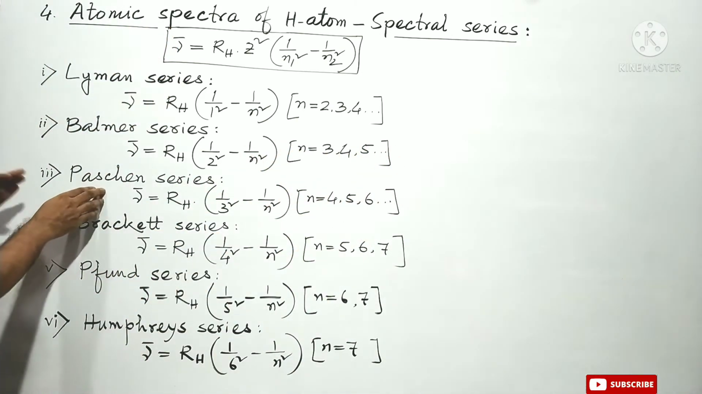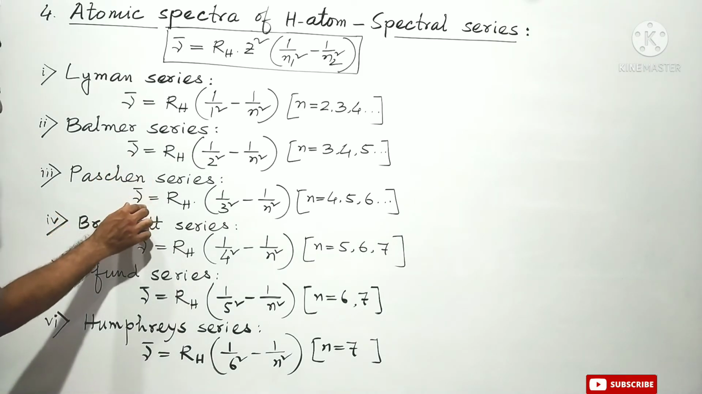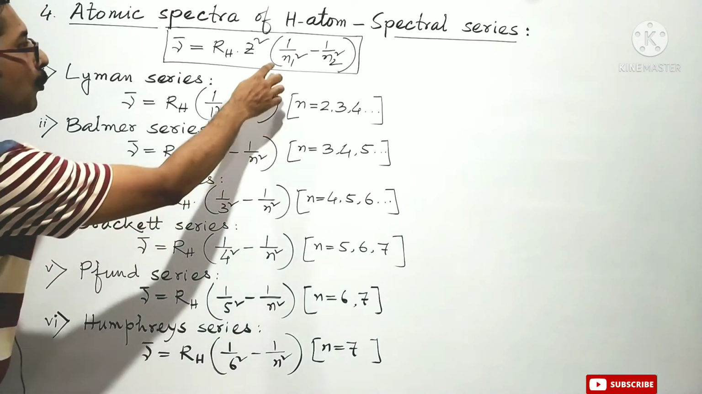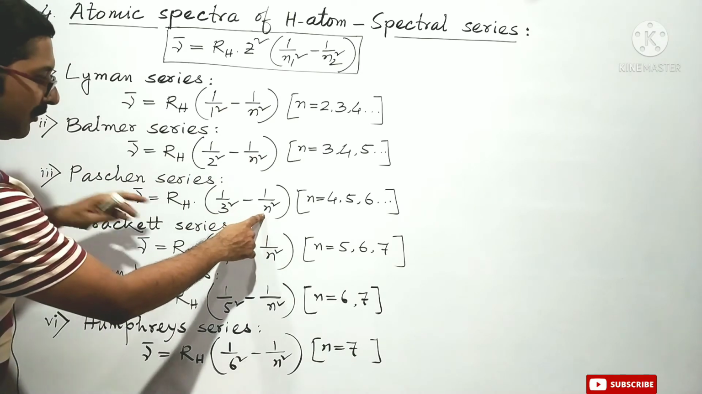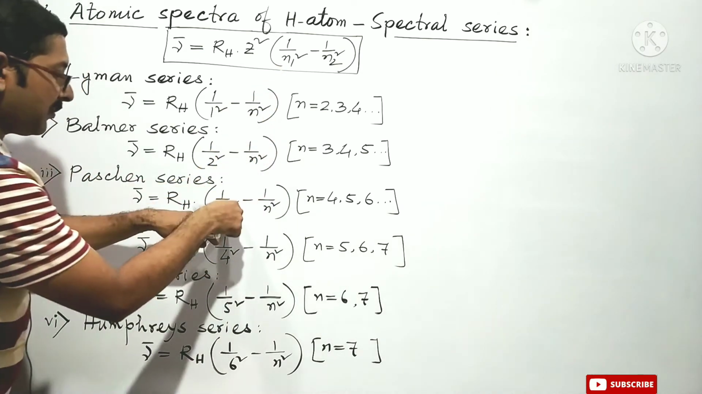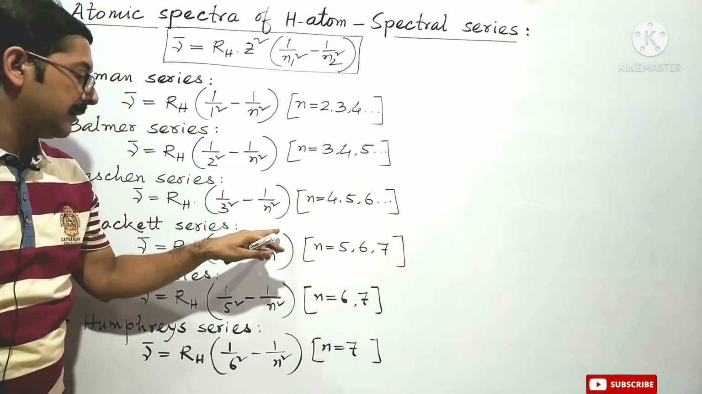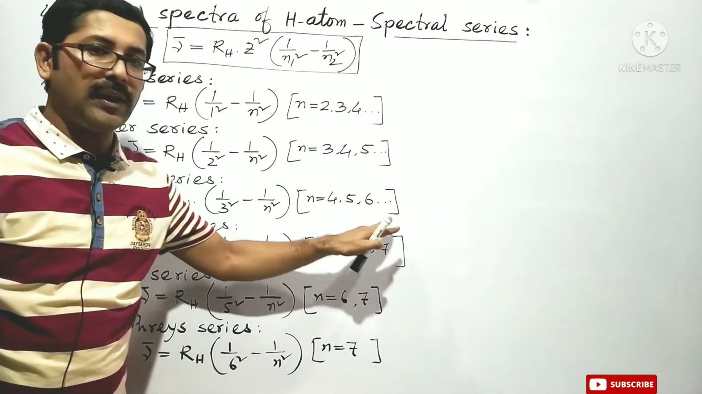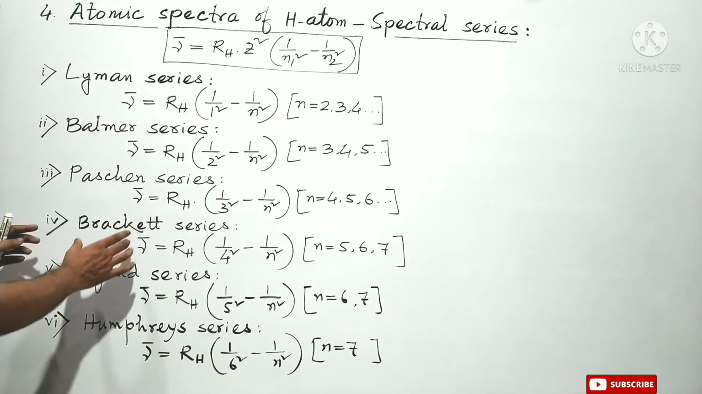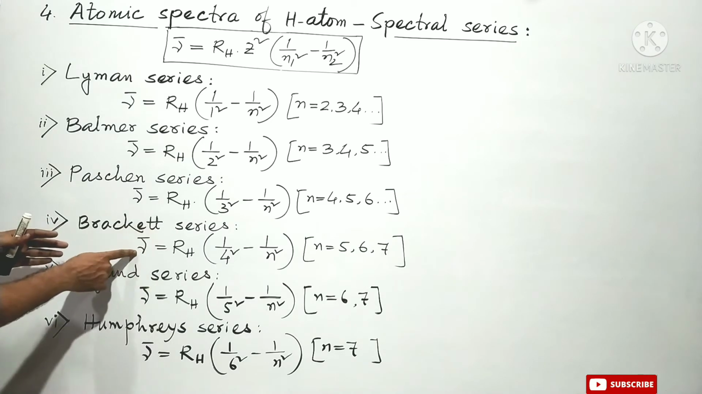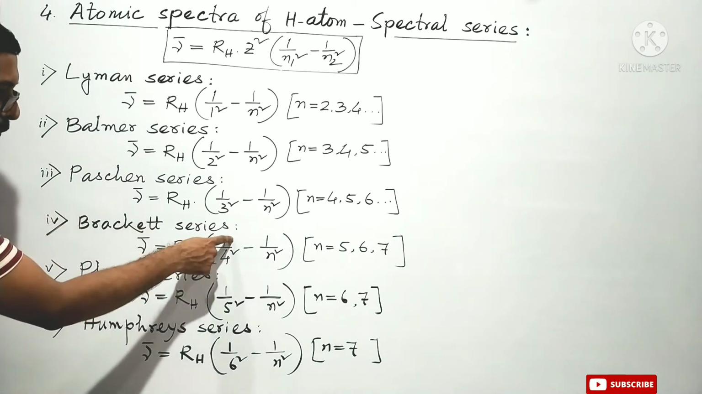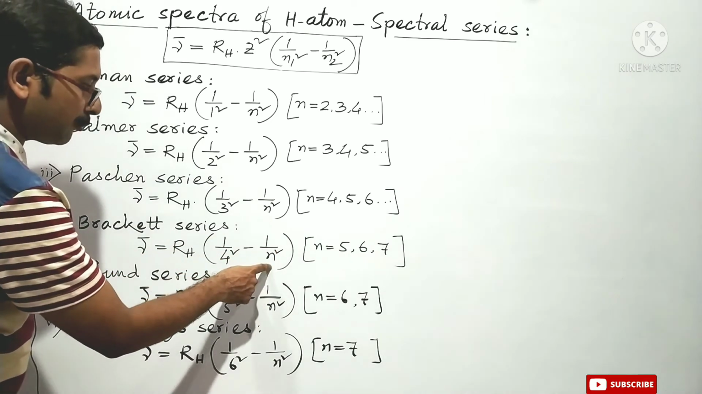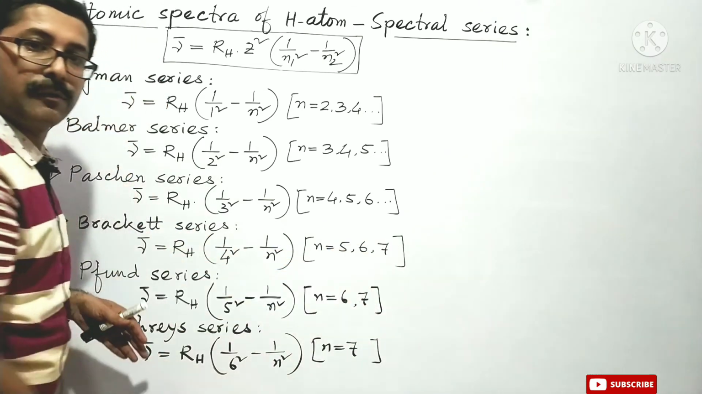For Paschen series of lines, this wave number nu bar equals RH into 1 by 3 square minus 1 by n square. That is, the value of n1 is 3 and the value of n2 is n, so n equals 4, 5, 6, etc. For the Brackett series of lines, nu bar equals RH into 1 by 4 square minus 1 by n square. The value of n is greater than 4.